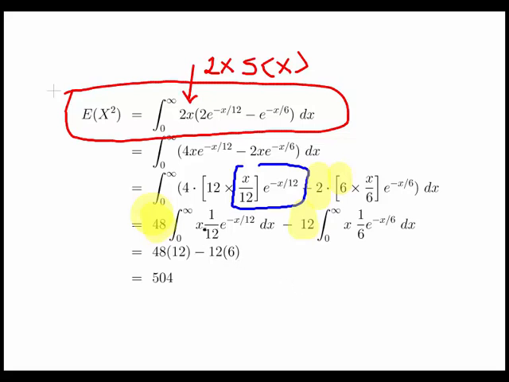So that simply works out to be, in this case, a is 12, and in this case, a is equal to 6. It looks very complicated, but you just pick out the number, 12 and 6. So we have 48 times 12 minus 12 times 6, and that gives us 504. So that's the expected value of x squared.